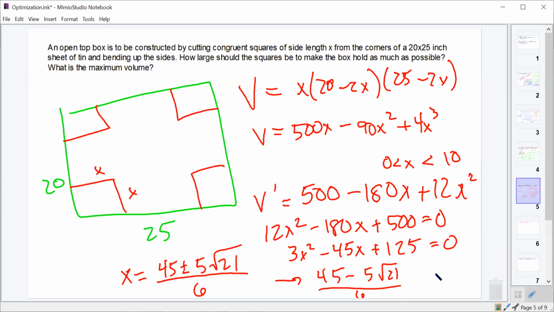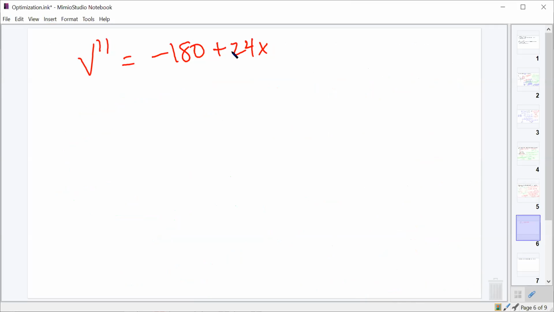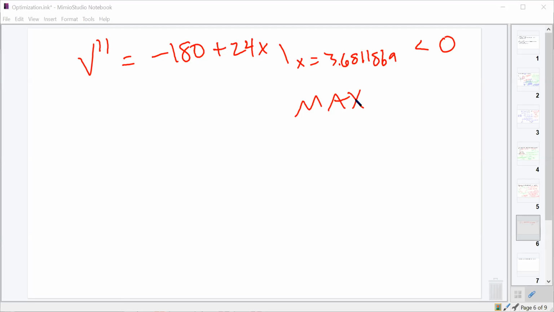45 minus 5 root 21 over 6. Anybody have an approximation for that, just so we can evaluate? Alice, you got an approximation for that? 3.681. Great. So 3.6811869. And if we plug that in here, we can clearly see that if we evaluate that at x equals 3.6811869, that's going to be less than 0, which is going to tell us that it's a max. That's good enough.